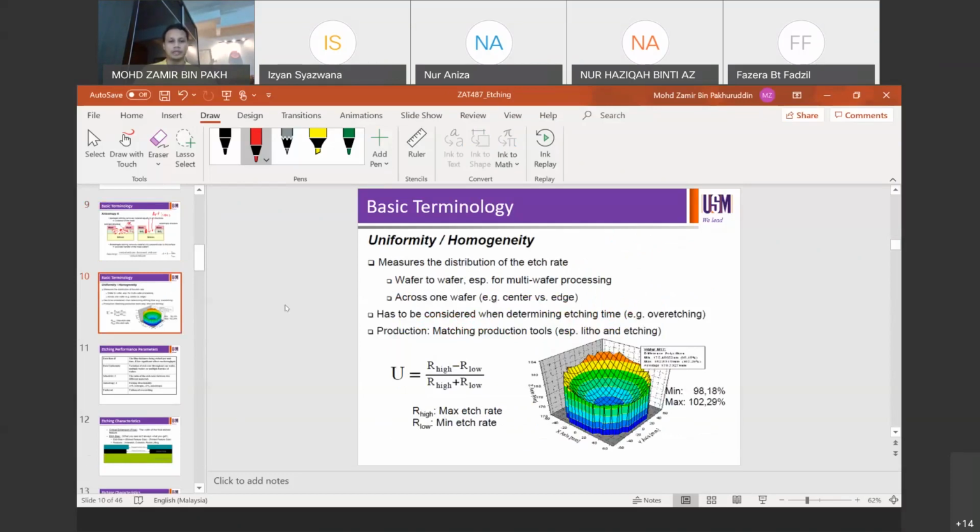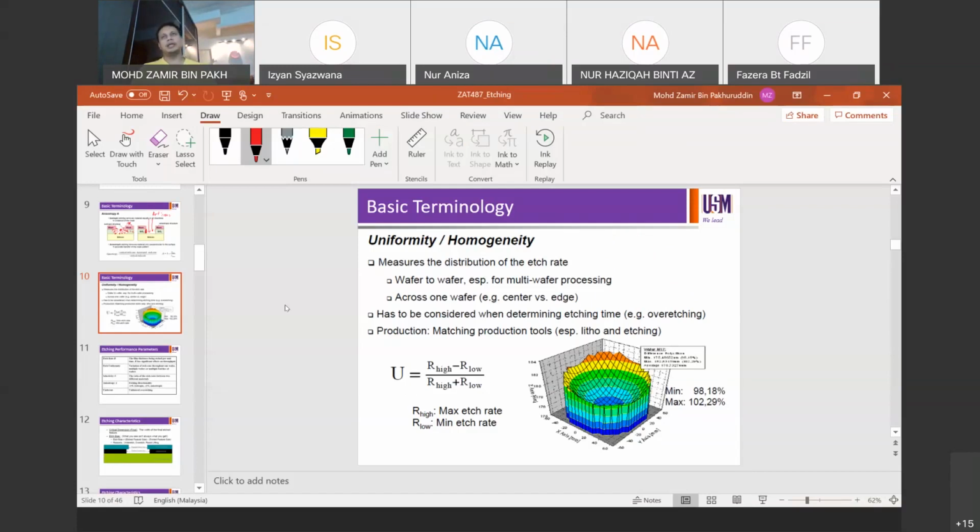Uniformity and homogeneity measure the distribution of the etch rate across the surface. So when you're talking about 8-inch or 12-inch or 18-inch wafers, you want the etchant to etch with equal etch rates throughout the surface. You don't want it to etch more in the center and less at the edge, and eventually end up with a non-homogeneous surface. You want to make sure that everything is equal on the surface, so that the material being removed across the surface is uniform, right?